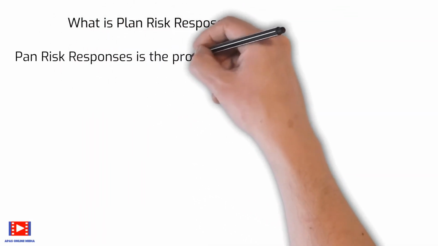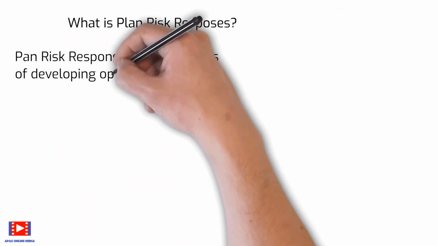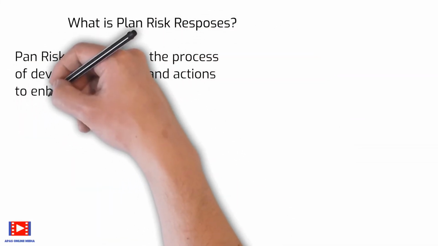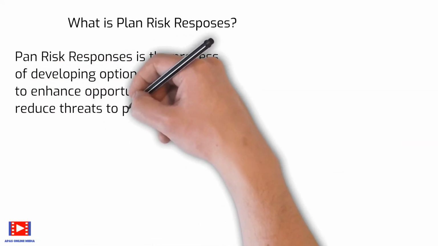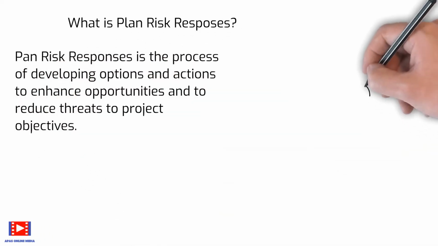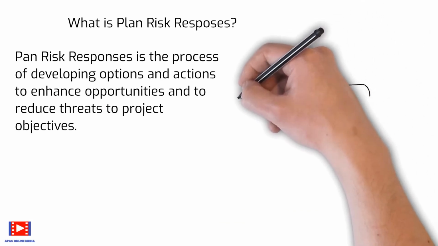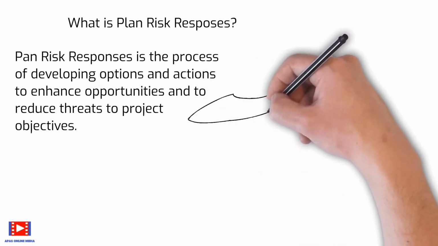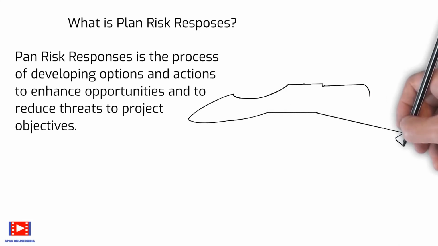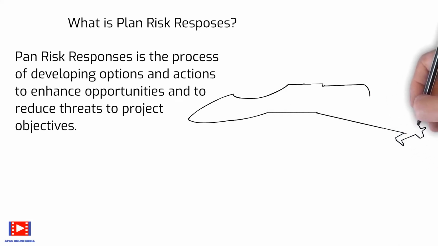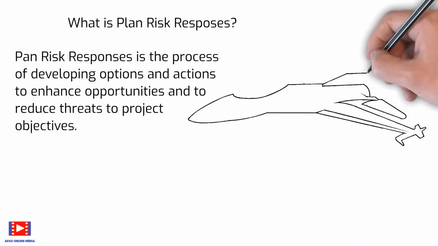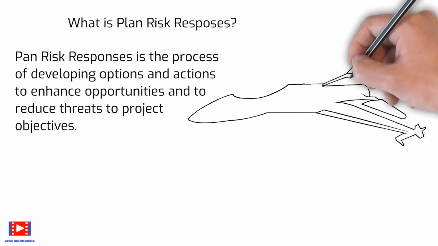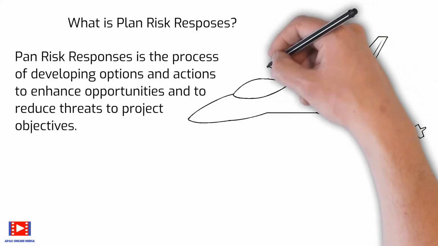What is plan risk responses? Plan risk responses is the process of developing options and actions to enhance opportunities and to reduce threats to project objectives. The key benefit of this process is that it addresses the risks by their priority, inserting resources and activities into the budget, schedule, and project management plan as needed.